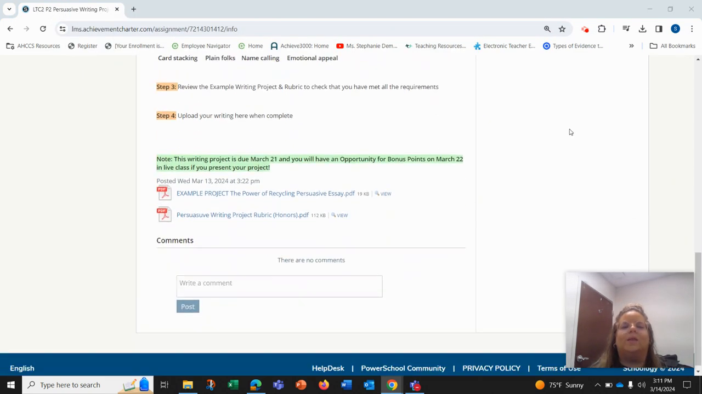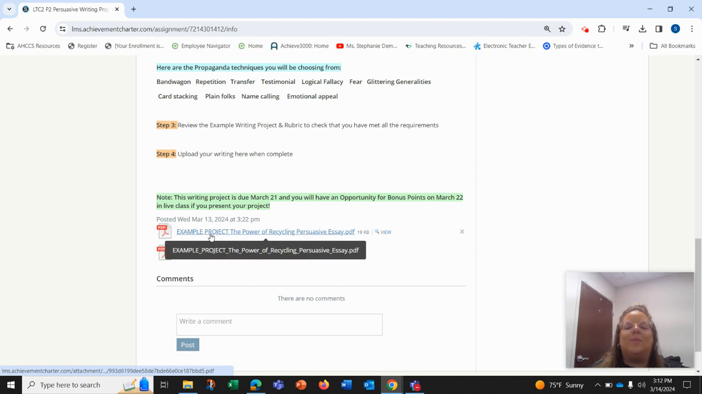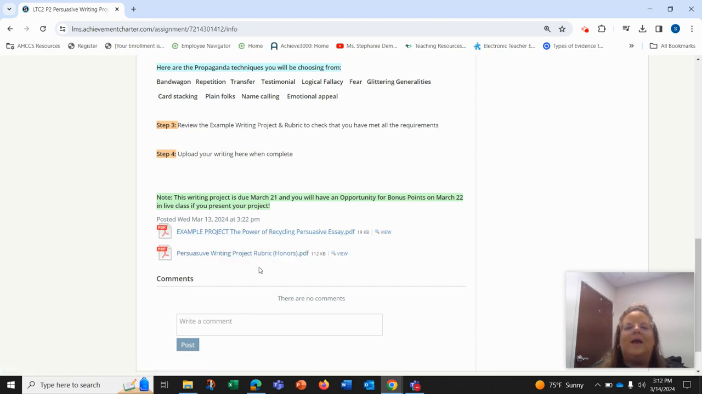Don't forget to upload your assignment here when you're complete. So you can just complete this in Microsoft Word and upload it when you're finished. There is an example project that I just showed you about the power of recycling for you to look at, and the rubric is also here for you to look at.